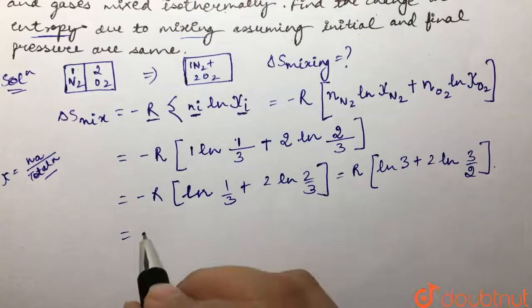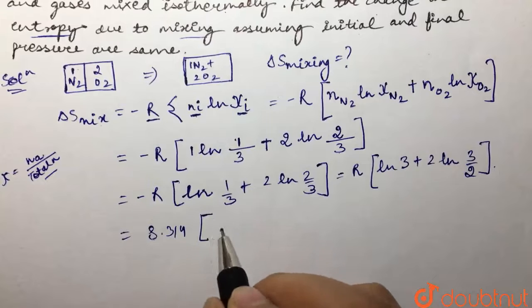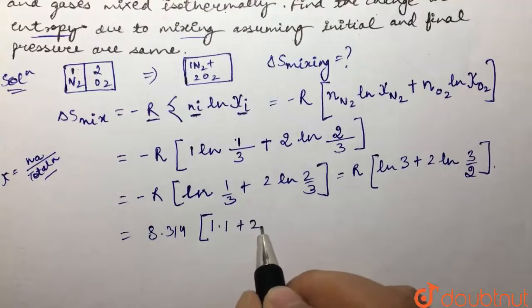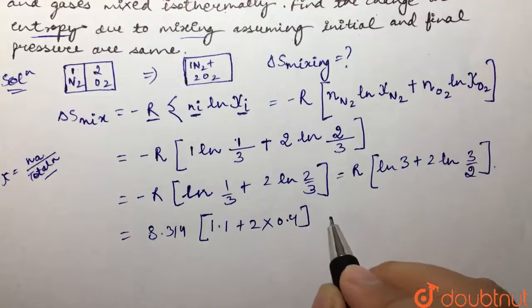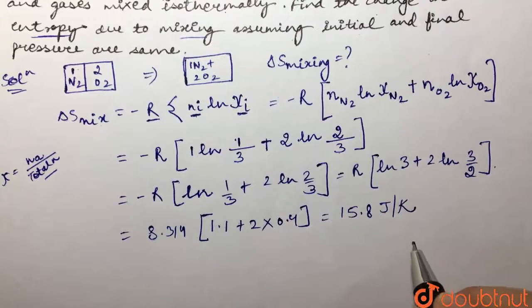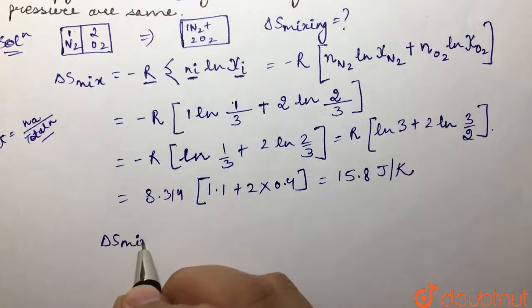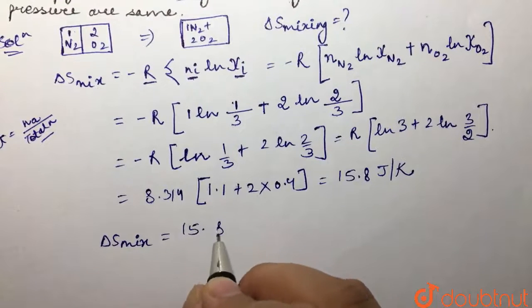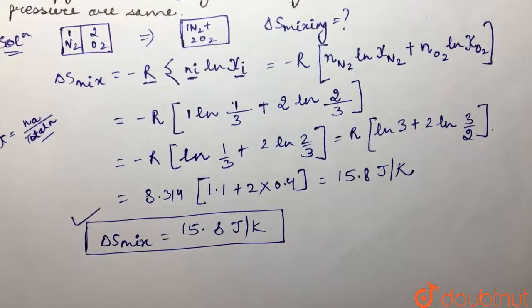Now we're going to put the values. R is 8.314 in joules, right? Then we have ln 3. ln 3 is 1.1 plus 2 into ln 3 by 2. When we solve this, we get a value of 0.4, right? So we get 15.8 joule per Kelvin, right? So this is our delta S of mixing. So delta S of mixing that we are getting is 15.8 joule per Kelvin. So this is our answer to this question.